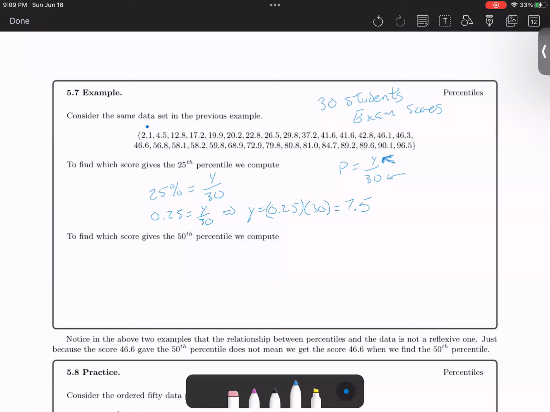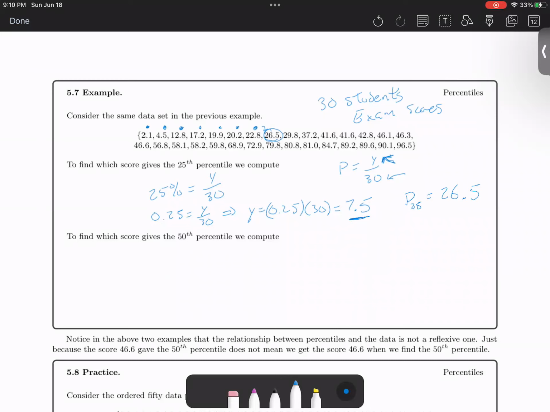So 2.1 is 1, 4.5 is 2, 3, 4, 5, 6, 7. 0.5 is right there in the middle, which means that 26.5, I can accept that value. So the 25th percentile is given to us by the score of 26.5, right? There are 7.5 values out of the 30 less than 26.5, which means that 25% of the data is less than 26.5.